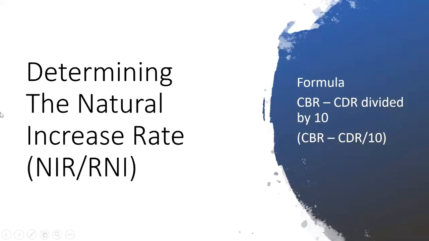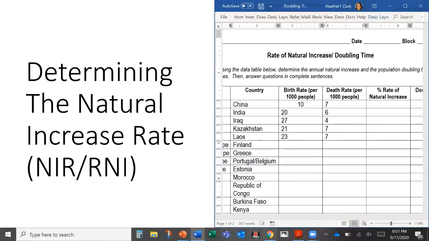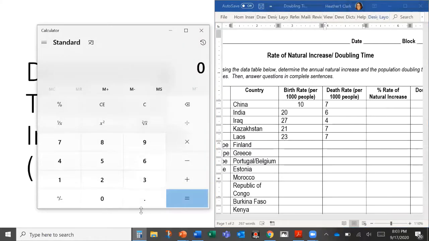So how do we determine the natural increase rate? We determine it by looking at the rate of natural increase, and the way we do that is crude birth rate minus crude death rate, divided by 10. So CBR minus CDR divided by 10 is our formula. We're going to come back over here and pull up a calculator so that we can do the math on this.